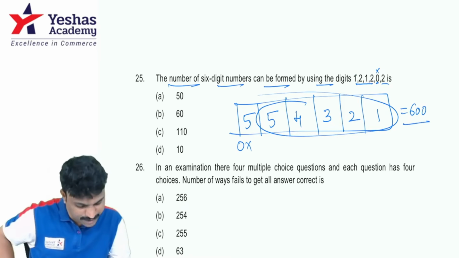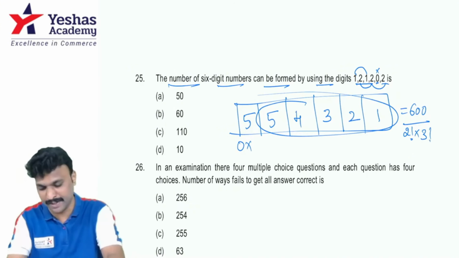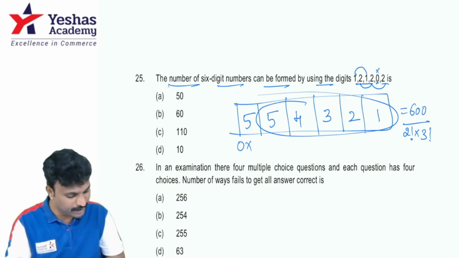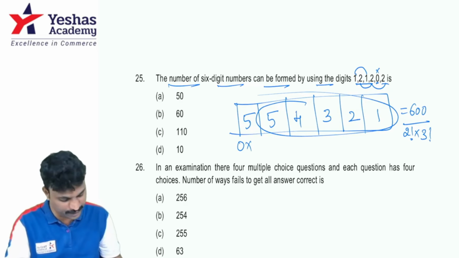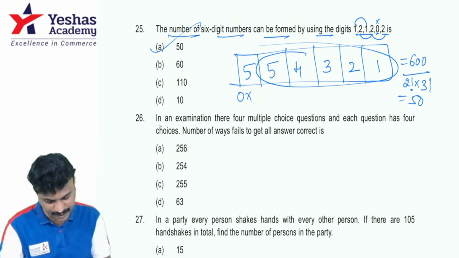What is it? 1 is repeated how many times? 2 times, so I have to divide by 2 factorial. And 2 is repeated 3 times, so I have to divide by 3 factorial. 600 divided by 2, divided by 3 factorial which is 6, that fetches me 50. The answer for this question is option A. Have you all understood? Guys, 26th question.